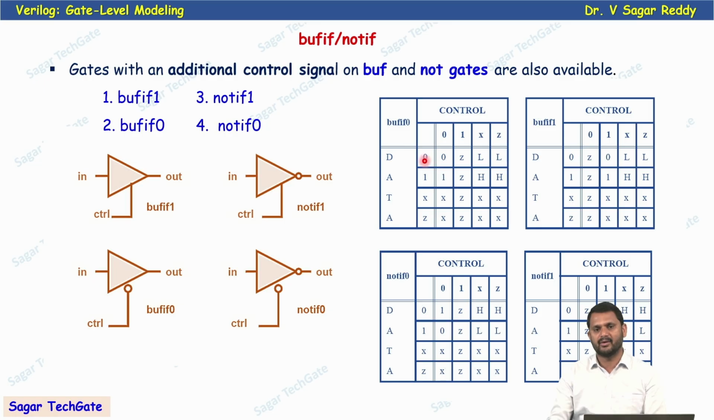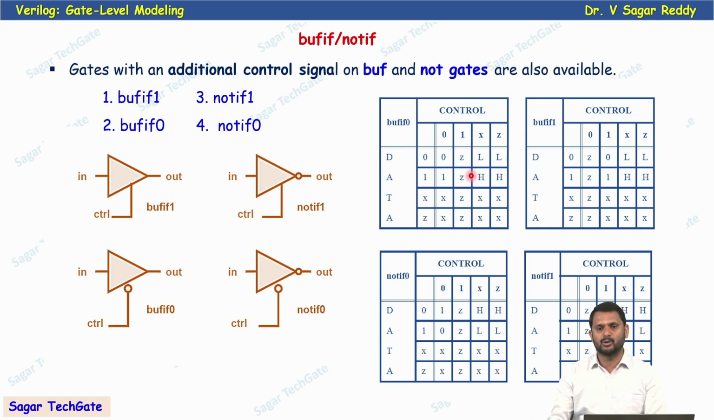So the output is 0 when the input is 0, and the output is 1 when the input is 1. If the input is X or Z, then the output should be unknown, X only. Now in this case, if the control signal is 1, then the output is the high impedance state only, irrespective of the input.